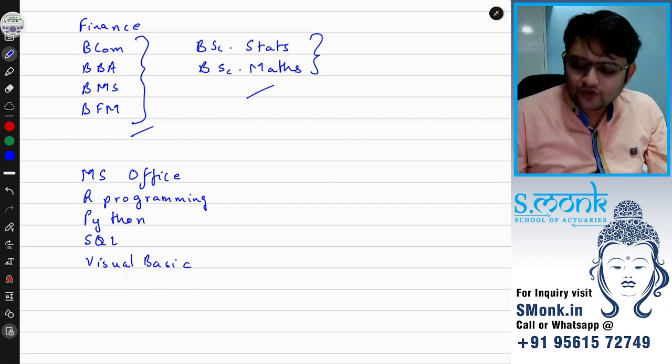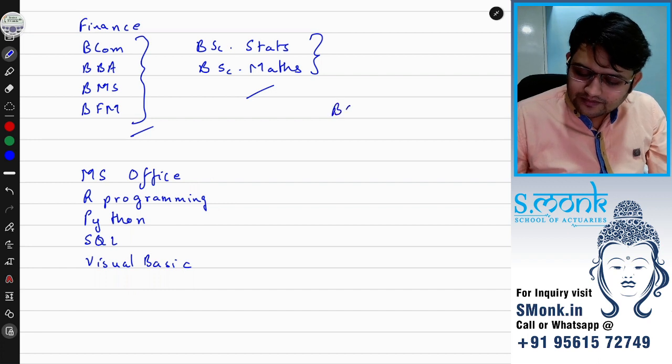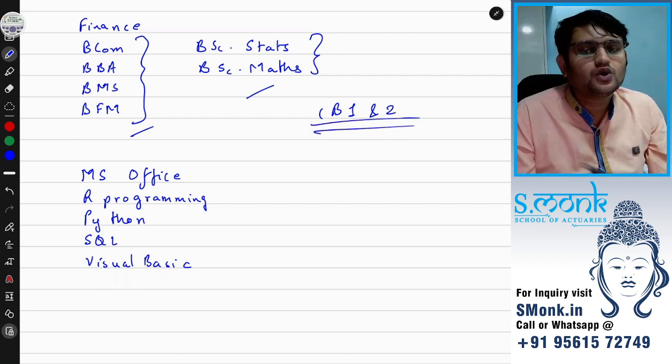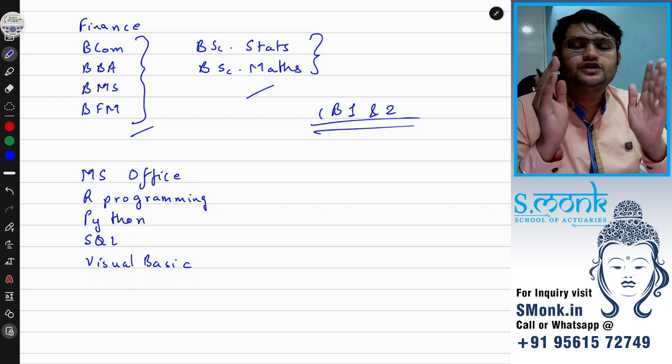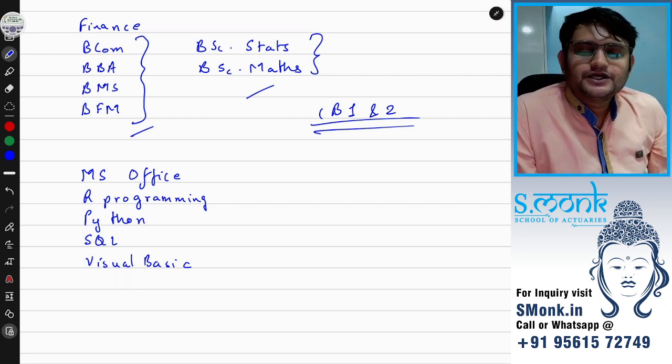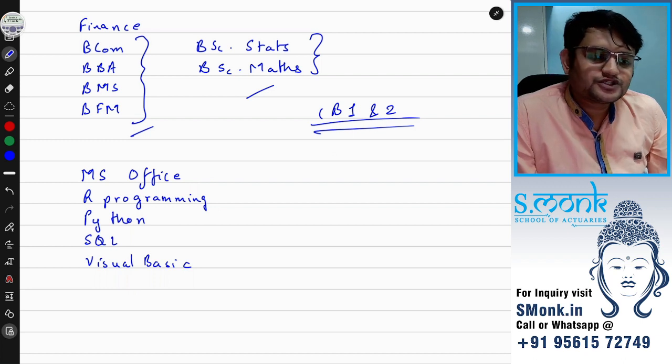Like in IFOA now, CB1 and CB2 both are MCQ based papers. I don't know exactly how you would convert an accounts paper into an MCQ paper, but they are going to conduct the papers as MCQ based papers.